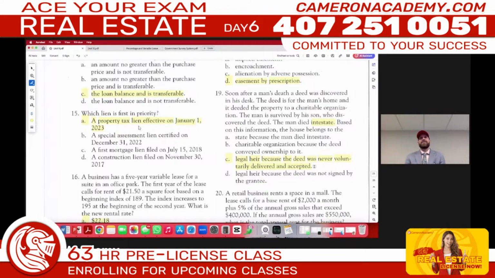So based on this information, the property belongs to the legal heir, the closest relative, survived by his son. They're telling you he's the closest heir. Any questions?